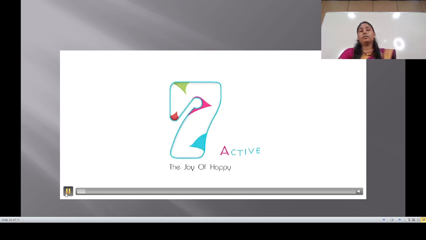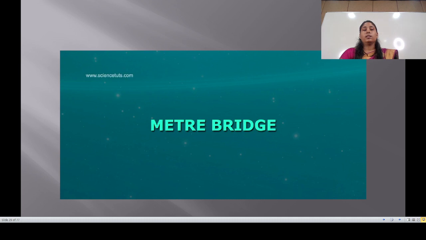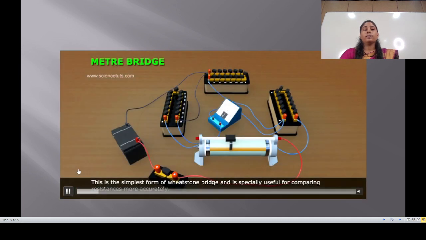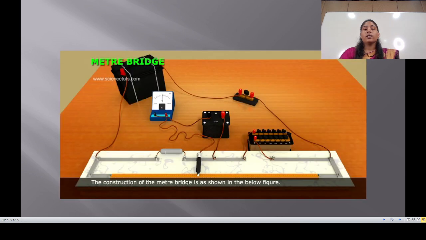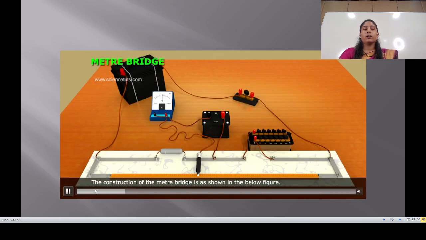See the animation. Here is the meter bridge. This is the simplest form of post office bridge and is specially useful for comparing resistances more accurately. With the help of the meter bridge, we can compare resistances more accurately. The construction of the meter bridge is as shown in the figure below.